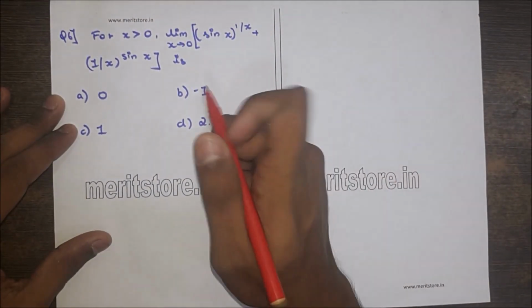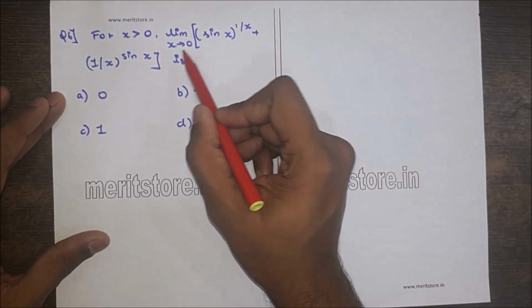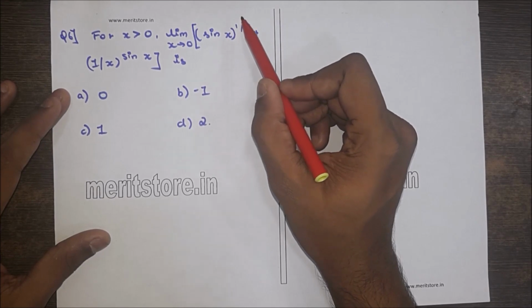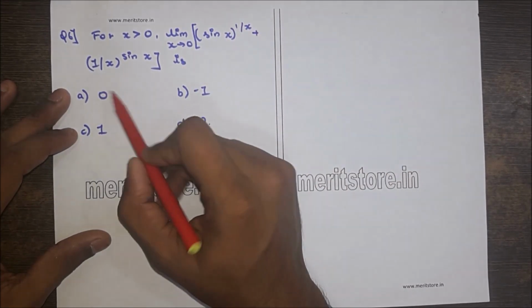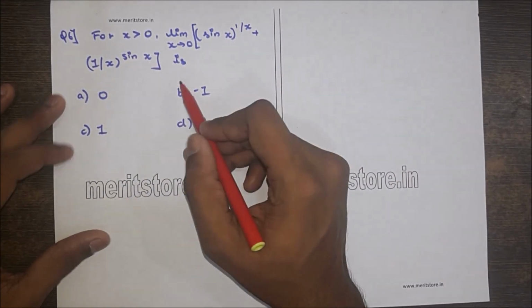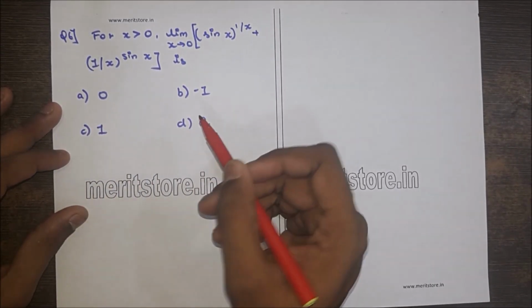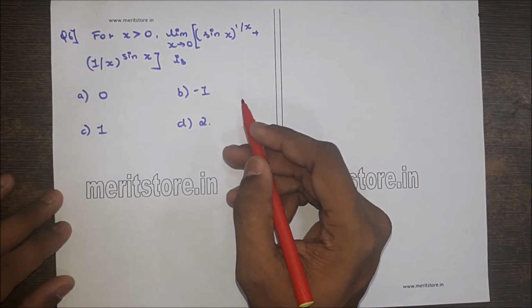For x greater than 0, limit of x tends to 0 of sin x raised to 1 by x plus 1 by x raised to sin x is A 0, B minus 1, C 1 or D 2.